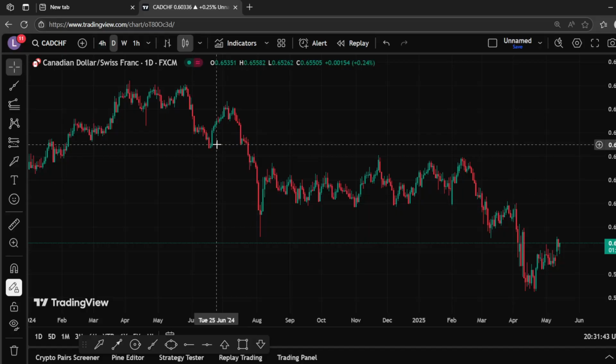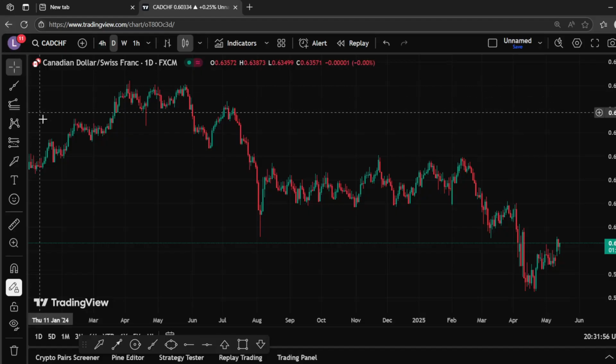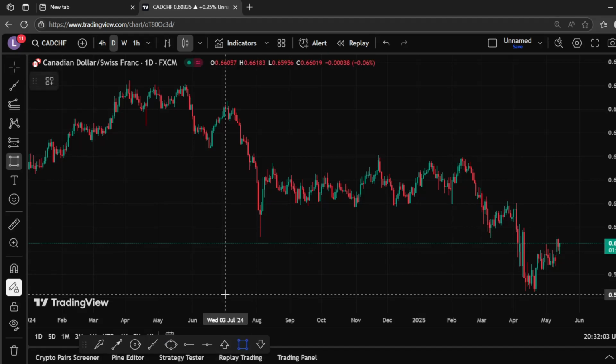Yeah, I've just taken a sell trade on this Canadian dollar against the Swiss franc. So we're looking at the daily time frame, and I will just analyze the chart with you and show you what I saw and why I took a sell trade. All right. So let's get into it.